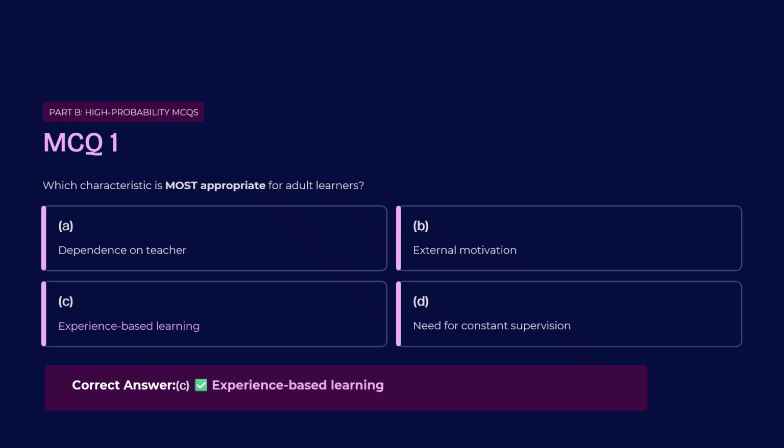Next is option D, need for constant supervision. This option is incorrect because adults are independent learners. They usually do not require continuous monitoring or supervision. Instead, they prefer guidance only when necessary.